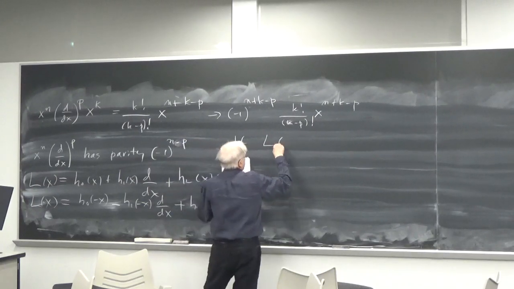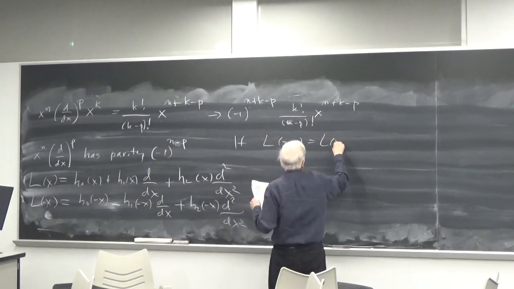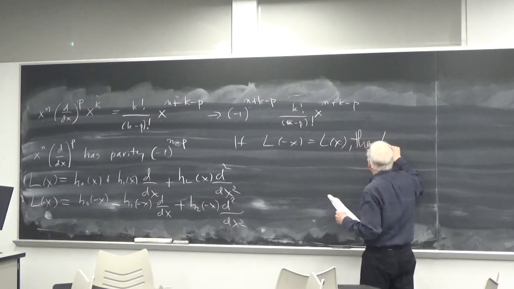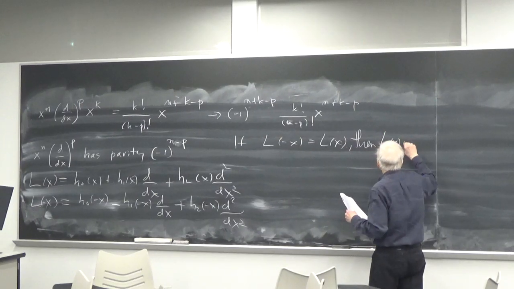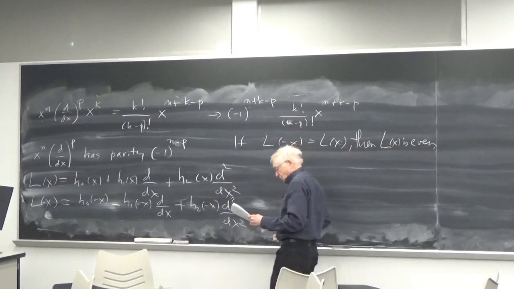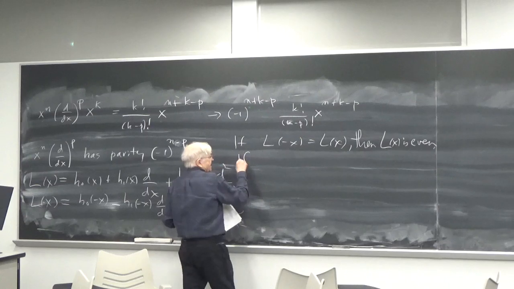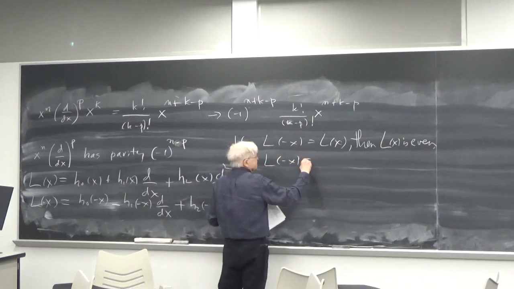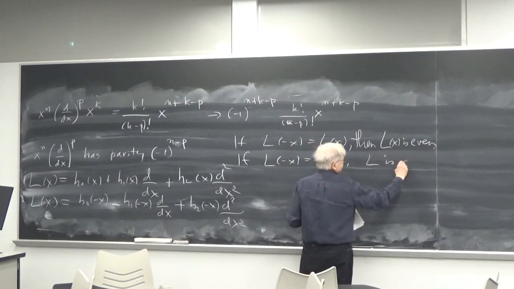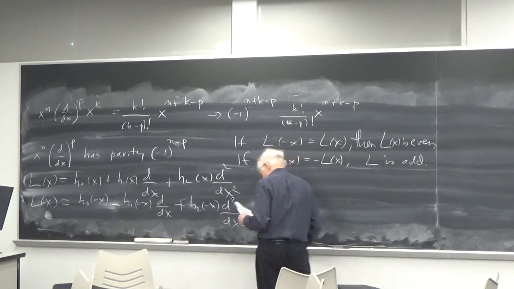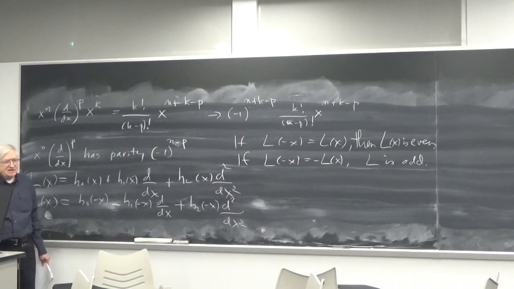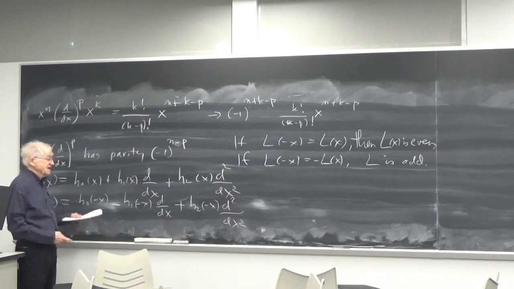If L of minus x is equal to L of x, then we say L of x is even, or just L is an even differential operator. If, on the other hand, L of minus x is minus L of x, then L is odd. Now, those aren't the only two possibilities, and in general, a differential operator of second order isn't going to be even or odd.